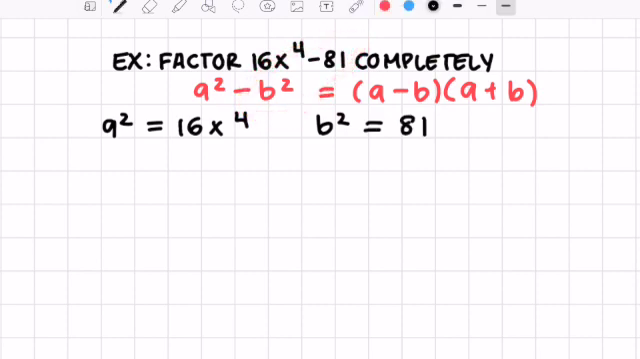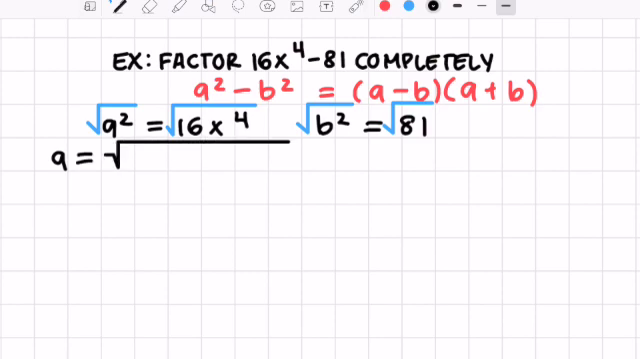So if that's the case, I need to figure out what my a value is and my b value is. So I'll square root on both sides. So I'm square rooting both sides. And so right here, after you square root it, then we can figure out our answer.